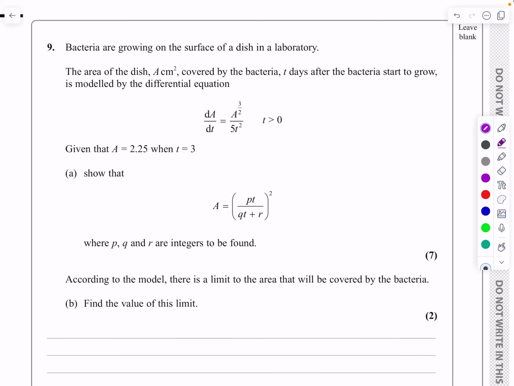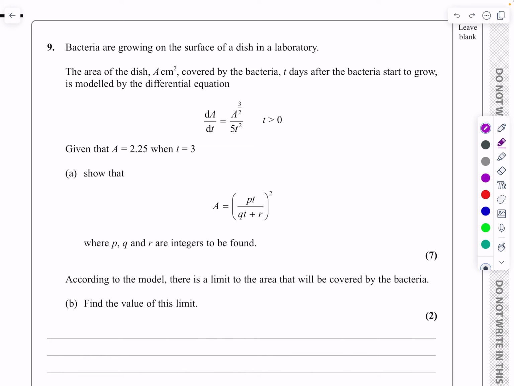This is the P4 paper from October 2020. It's question number 9, which is the last question on the paper. This is an integration question, and in particular, we are going to be modelling with differential equations and solving differential equations here. So let's just read it through. Pretty standard sort of question.